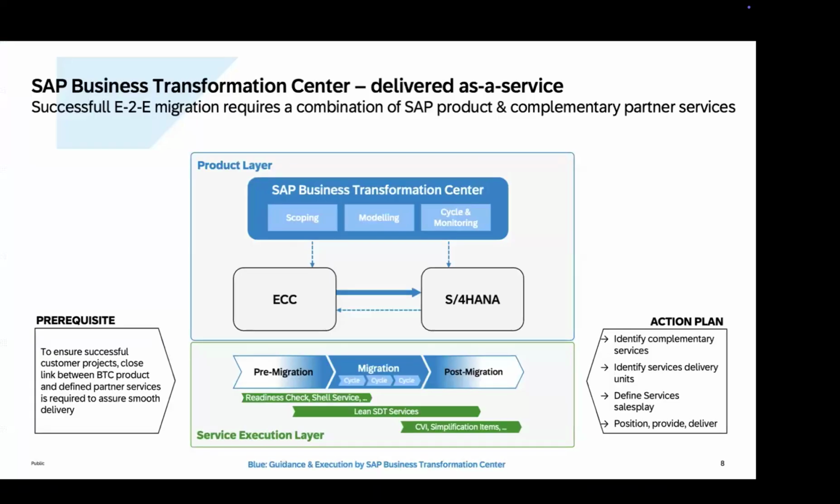Let's have a quick look at the architecture of Business Transformation Center. We have basically two layers. We have the product layer and the services layer. And in the product layer, you see the blue bar at the top. That is SAP Business Transformation Center sitting on Business Technology Platform within the Cloud ALM tenant.